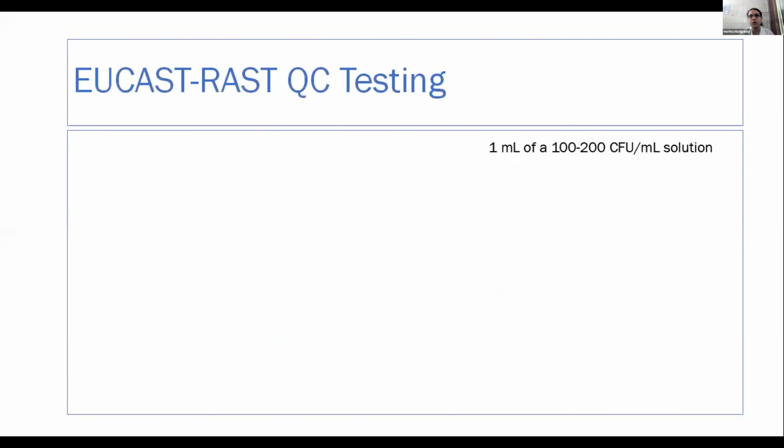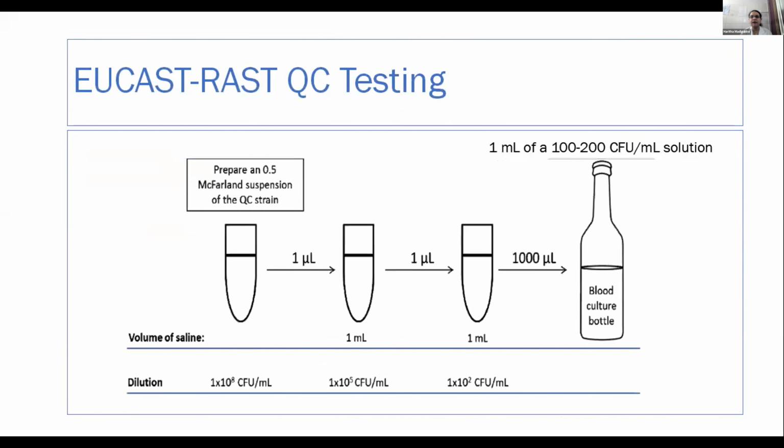So now the QC. According to CLSI it is only the E. coli 25922 strain with which the QC is done. They have not given any specific method how it has to be done, but EUCAST has given a specific method. So in the diagram here, we can see how they have explained. The first test tube which you can see, first what you need to make is you need to prepare a 0.5 McFarland of the QC strain. Okay, so whatever the QC strain you're taking, you need to make a 0.5 McFarland suspension of the QC strain.